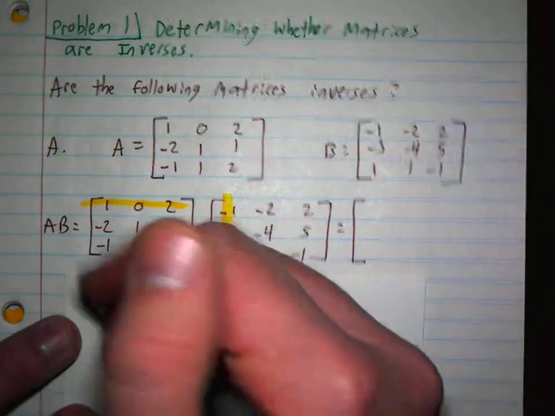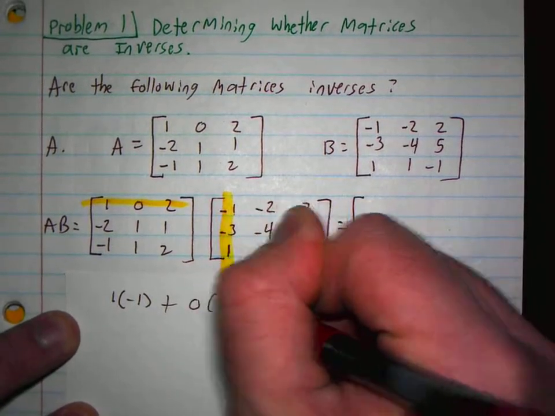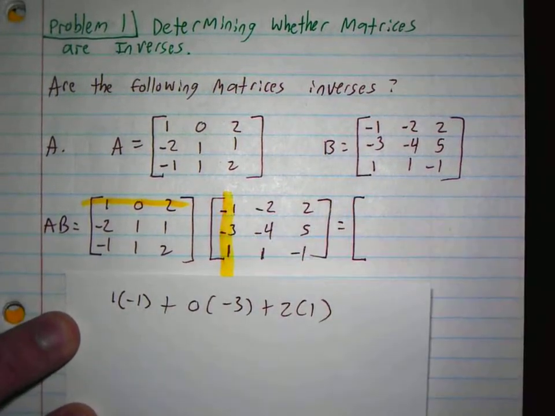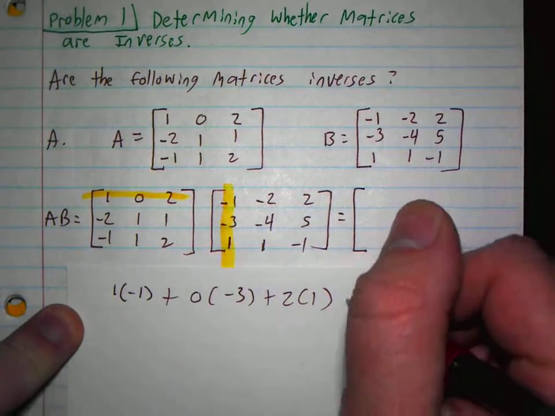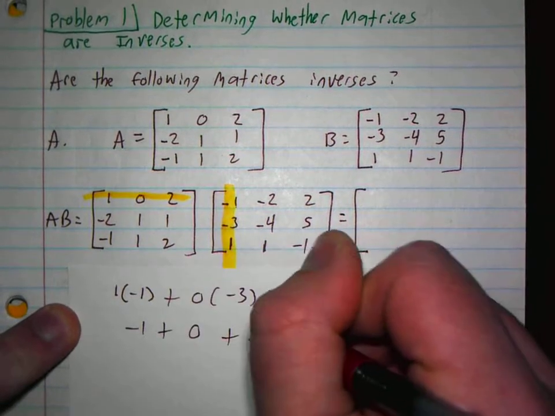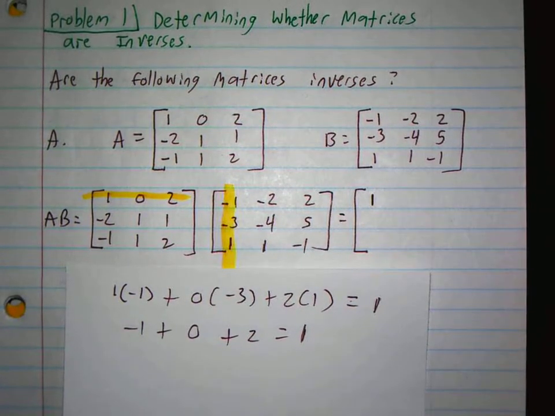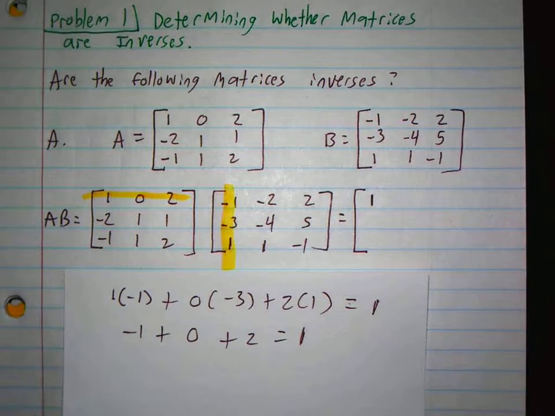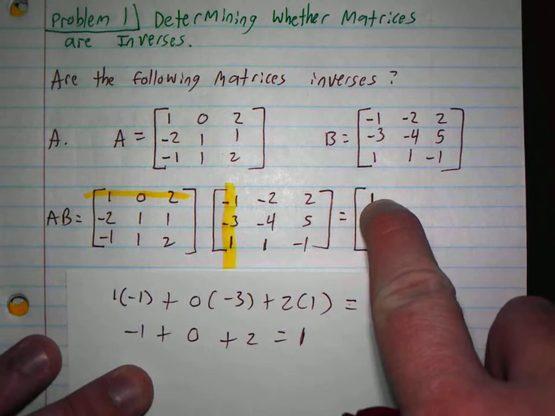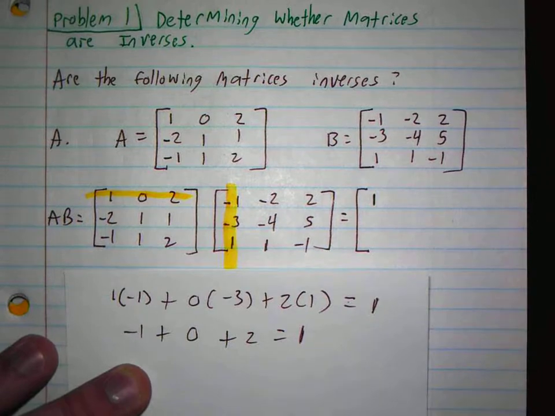Because for this box it's 1 times -1 plus 0 times -3 plus 2 times 1. And when you do all that math, you get 1, because that's -1 plus 0 plus 2. Okay? So this is 1. Now if you got any other number besides 1, you could stop. Because in order to be multiplicative inverses, you need the identity. And the identity always has 1 along the diagonal, okay? And so I should be getting a 0 next.